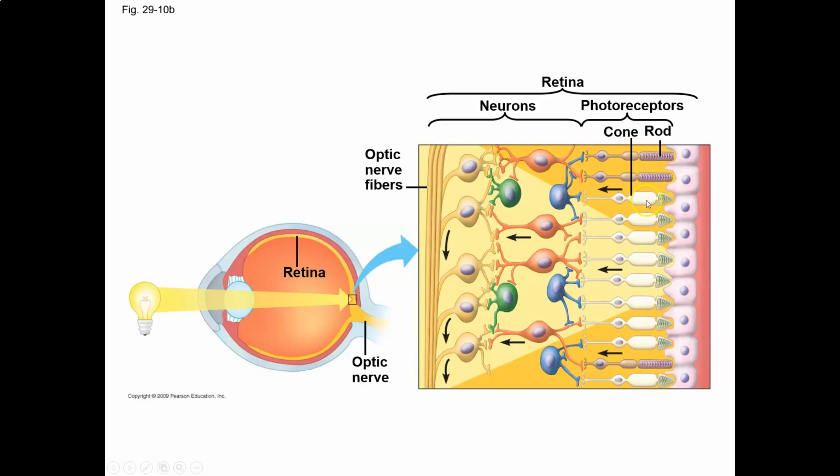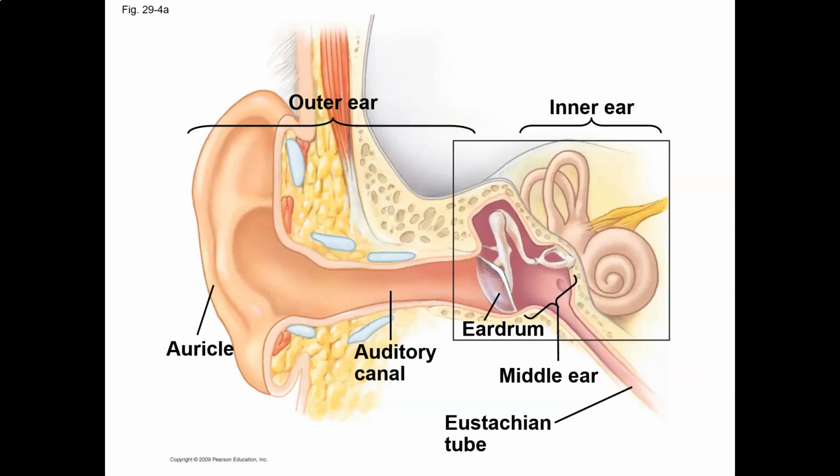Cones, on the other hand, each cone connects up to its own specific cell, which is why they're able to give you more crisp color vision. It's because they have a 1-to-1 ratio of the cells that they're hooking up to, although this picture really doesn't show that as well as I wanted it to. We already watched that, so we're good.